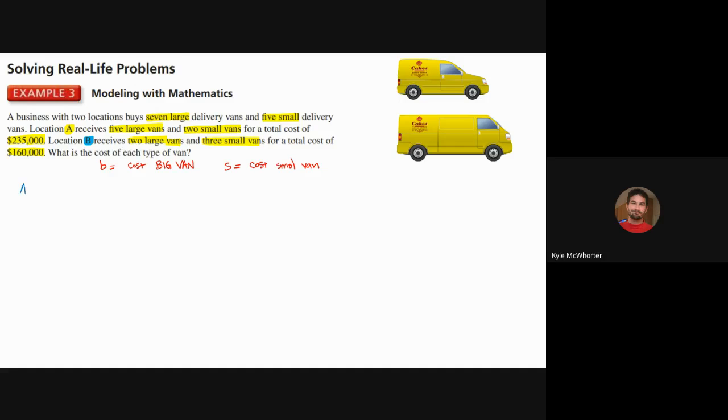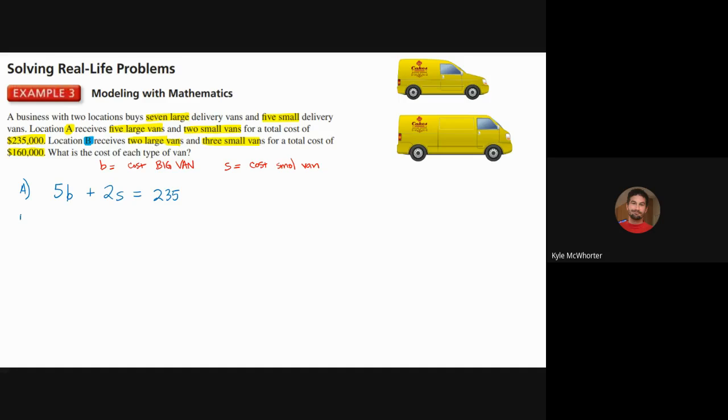So for location A, 5 large vans, right? How much would that cost? That would be 5 times B, 5 times the cost of a big van. I am writing letters. So the cost of all their vans would be 5 times the cost of a big van, plus how many small vans? 2. 2 times the cost of a small van, and that equals 235,000. I'm just going to write 235, and then remember to add 3 zeros at the end of my answer later on.